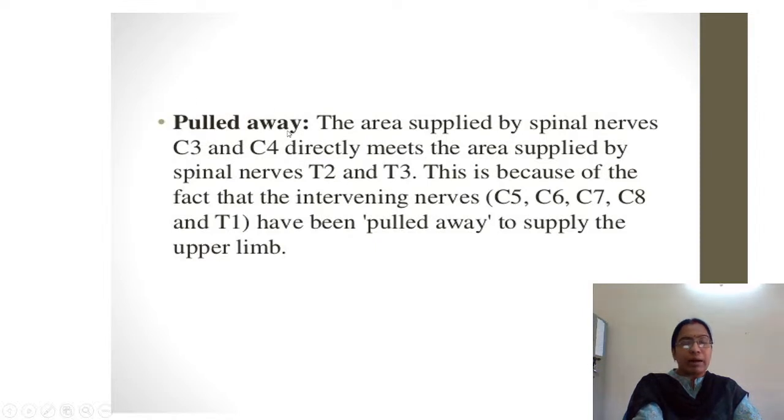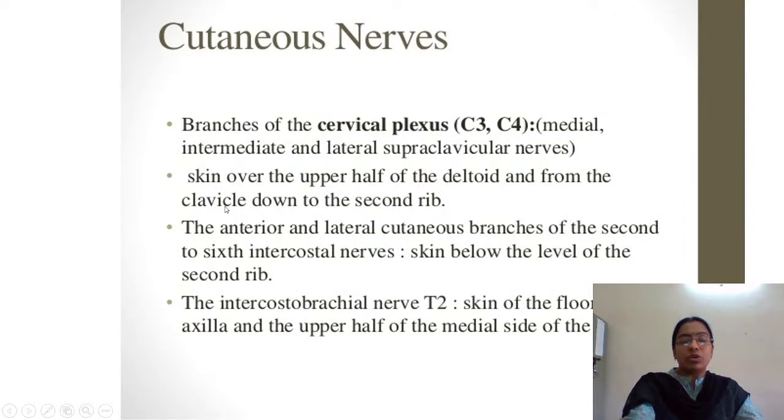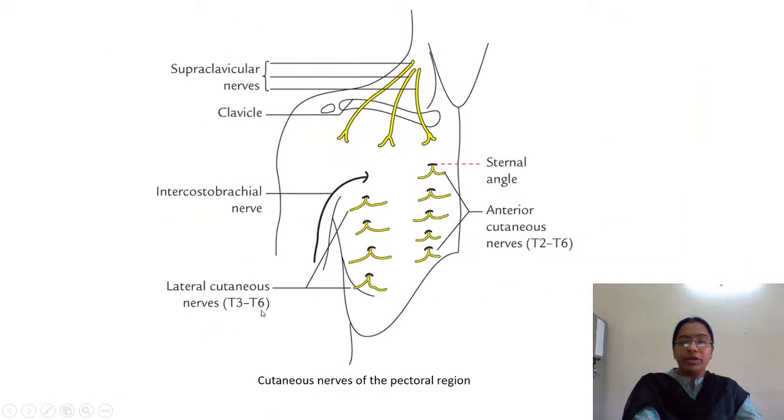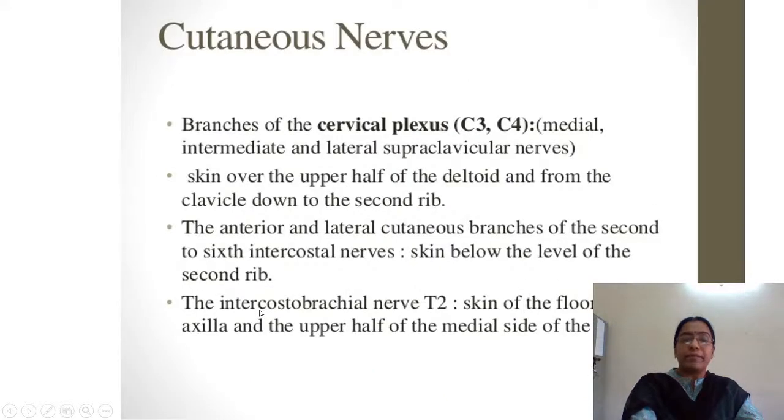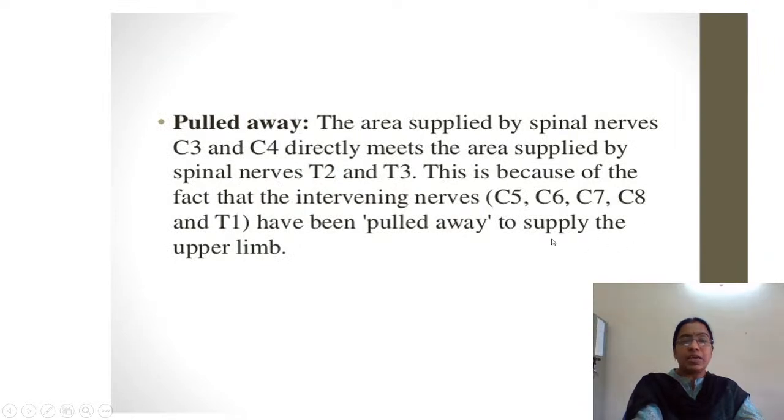But when you see the pectoral region, up to the second intercostal space, it is supplied by C3, C4. When you see below, it is supplied from T2 to T6 segments. What is happening to the remaining cervical nerves, C5, C6, C7, C8? So, this is called as pulled away.